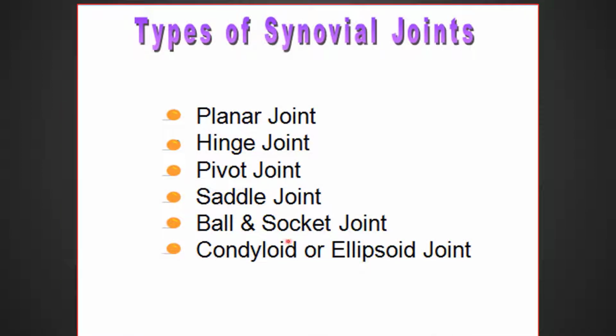So summarizing the types of synovial joint, it comprises planar joint, the hinge joint and pivot joint, which fall under the uniaxial joint, the condylar joint, which is a type of biaxial joint, and the multi-axial or polyaxial type of joint, which are the saddle joint and the ball and socket joint.